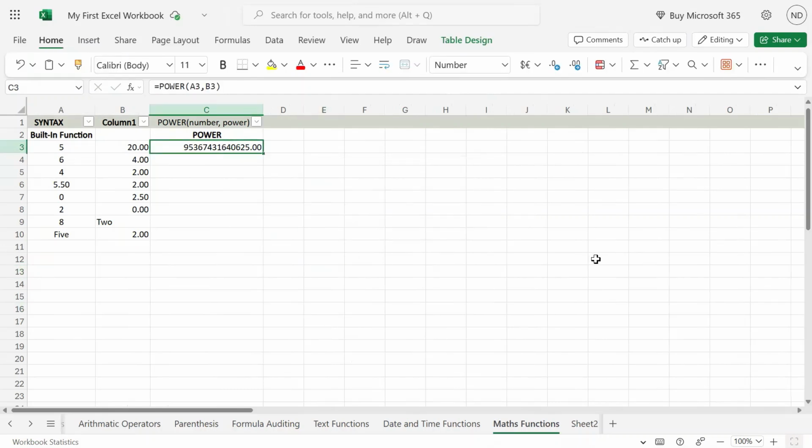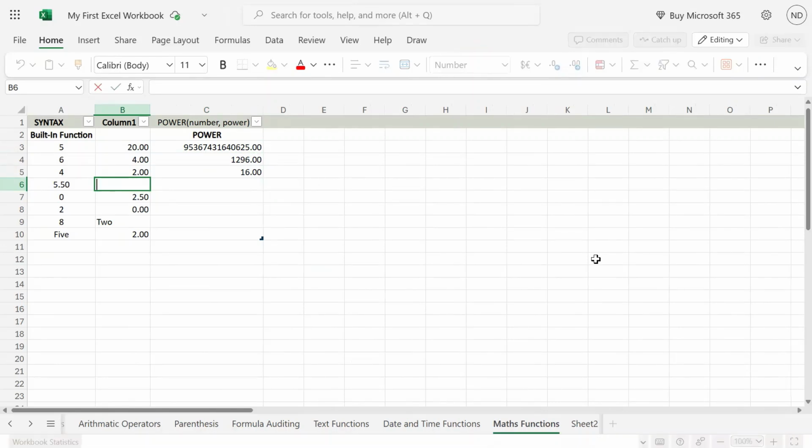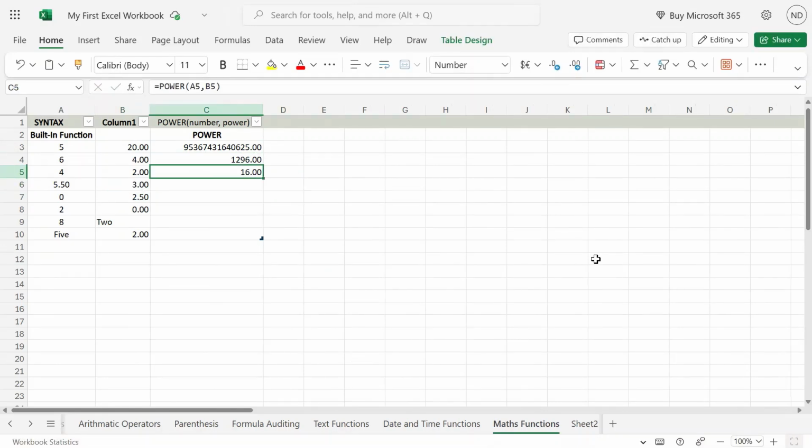Okay. So same way, let's try to see what it gives for 6, which is 4 times. Yeah, it gives me 1296. Let's see what it gives for 4, which is square. Yeah, let me write it here as cube. So even if I have a decimal, I can square it or cube it, or I can multiply it the number of times that I have put in as a power.